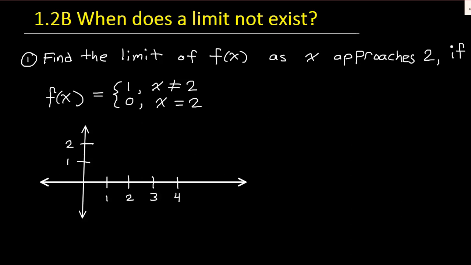So we have this piecewise function, and this says that f of x will equal a value of 1 whenever x does not equal 2. So everywhere except for 2, the function is just going to simply have a value of 1. And then the function will equal 0 when x equals 2. All right, so when x is not equal to 2, the function has a value of 1. So let's start with that.